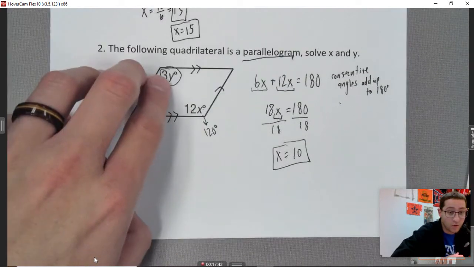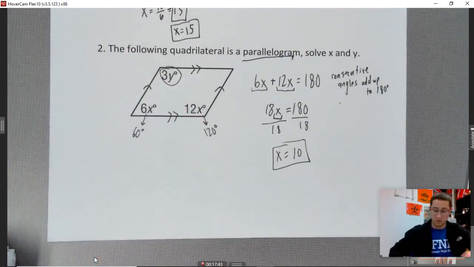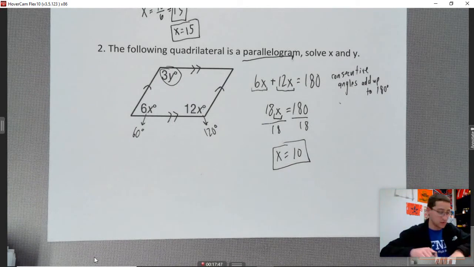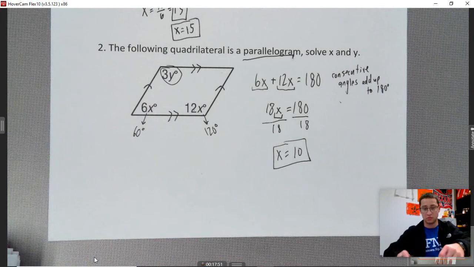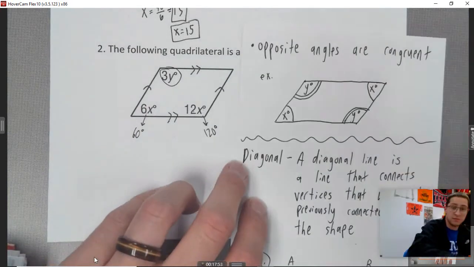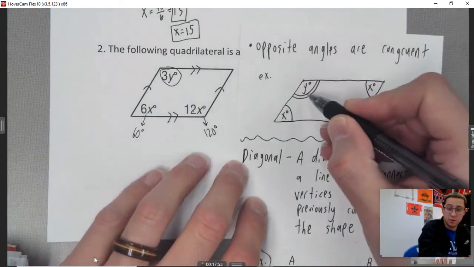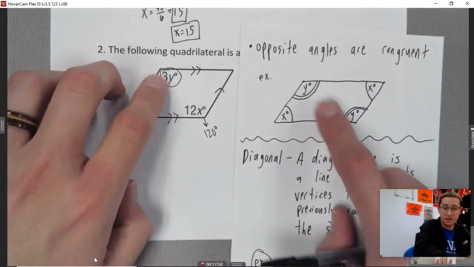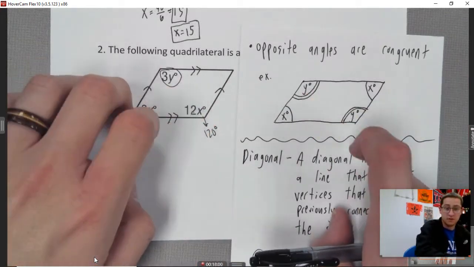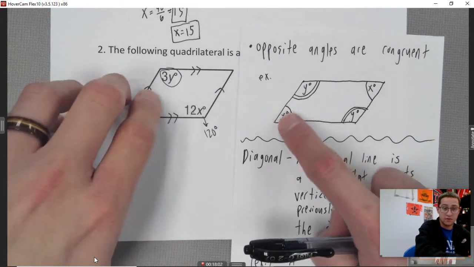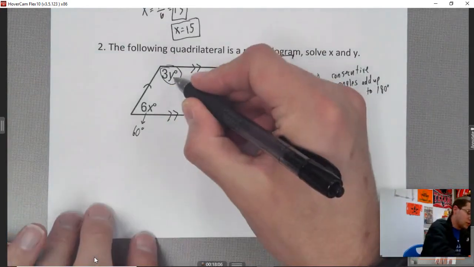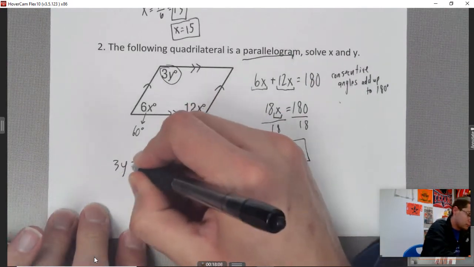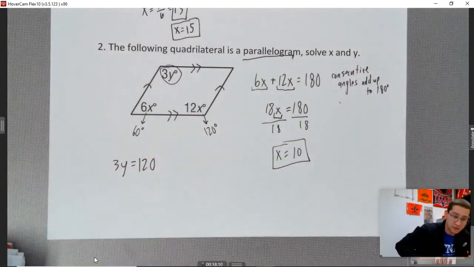Therefore, 3y has to be 120, because that's, again, one of my properties. What do I know about opposite angles? Well, I know that my opposite angles are congruent. So y and y, there you can see it, these two are the same. Similarly, these two are the same. So that's what we have. So we can go ahead and say that 3y is equal to 120.